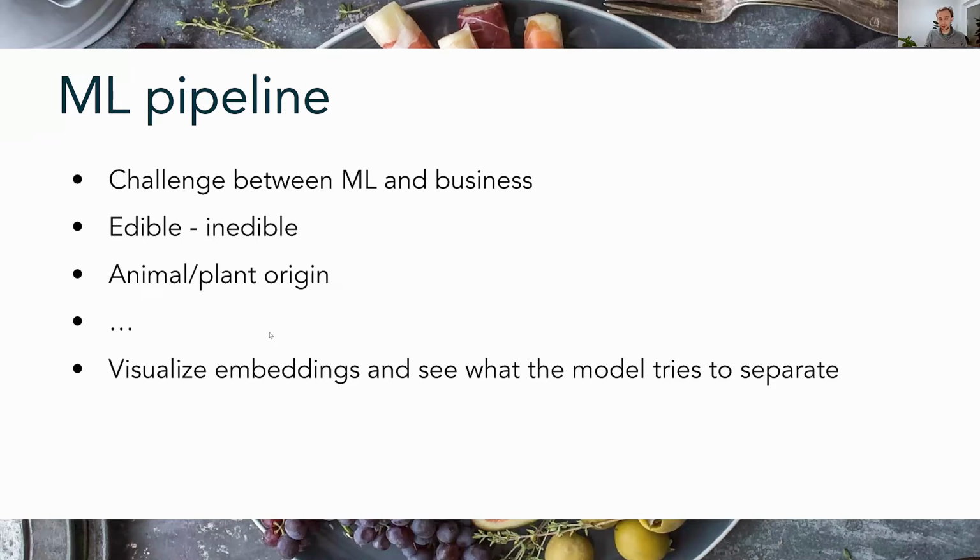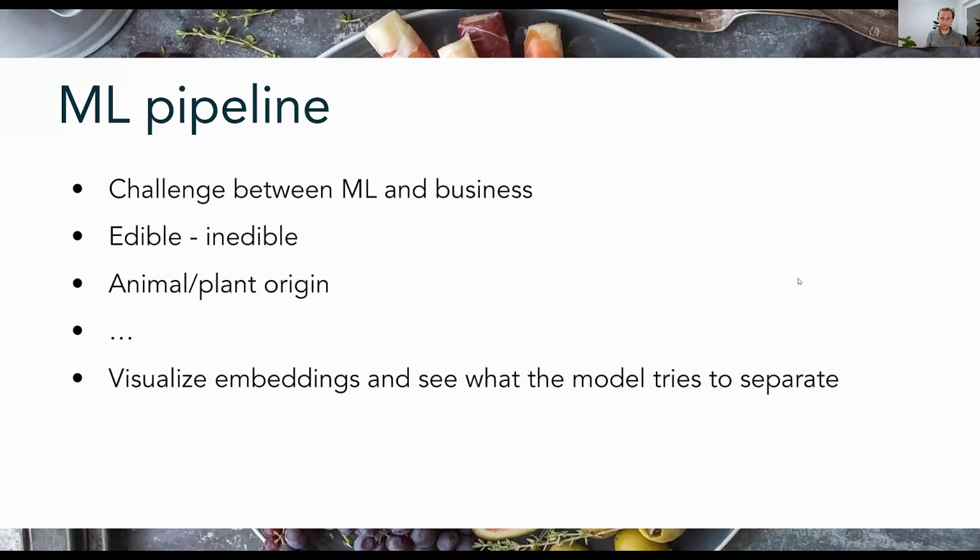For that, we do use a lot of the visual embeddings, and we try to see what the model tries to separate. We have these bigger models that can get us really good embeddings, and when we visualize them in FiftyOne, it really gives us an idea of what the classes would be and what is the best approach to them.